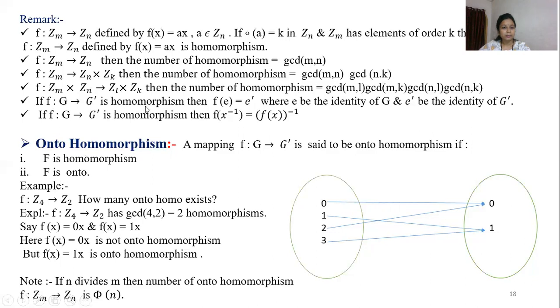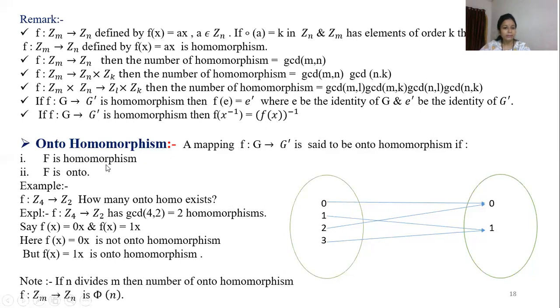Now this is the property of homomorphism. Homomorphism preserves the identity. It means if f is a homomorphism from G to G dash, then it maps the identity in the domain to the identity in the codomain, meaning f of e equals e dash. e is the identity of G, e dash is the identity of G dash. Also, if f is a homomorphism, then f of x inverse is nothing but the inverse of f of x. Both are similar.